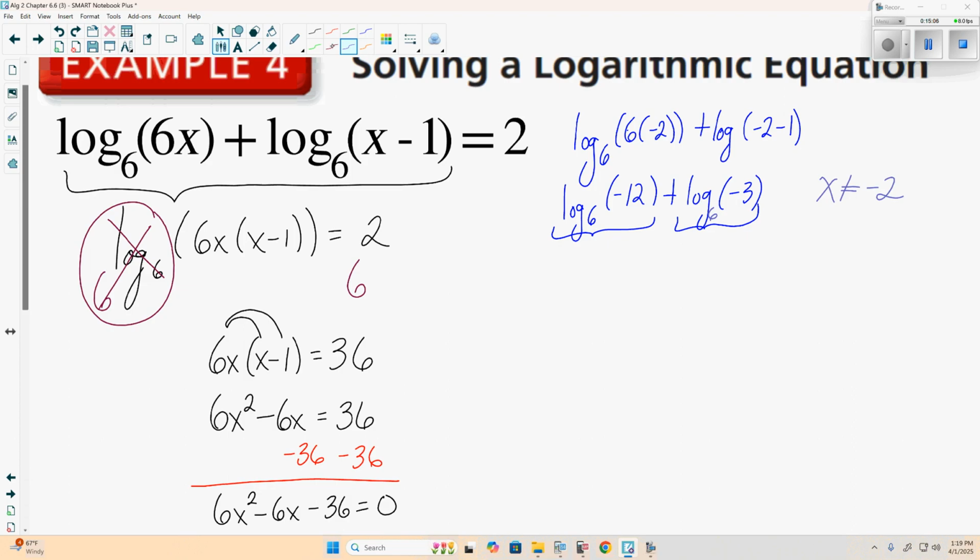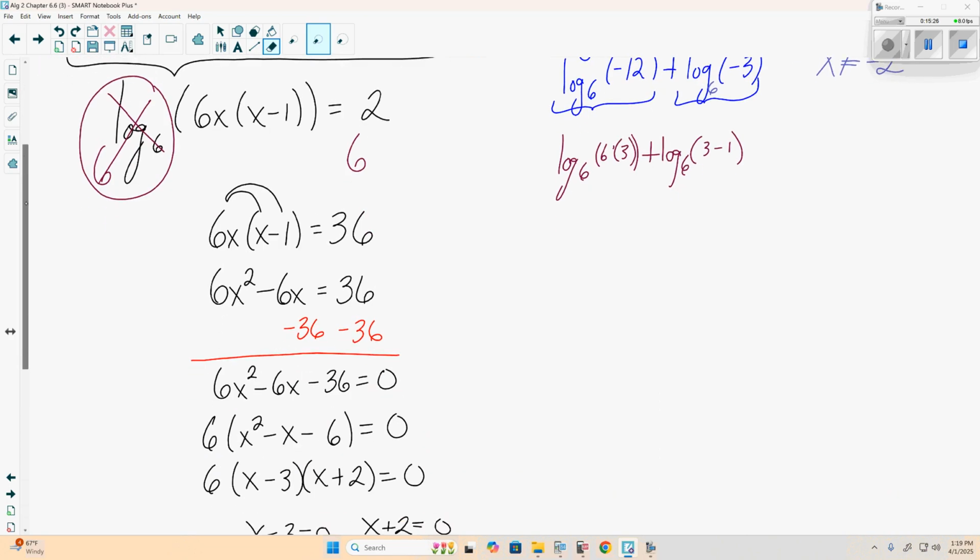It is still good to check 3: log base 6 of 6 times 3 plus log base 6 of 3 minus 1, just to make sure that this doesn't also give us a negative on one of the two. 6 times 3 is 18. 3 minus 1 is 2. And this does work. We don't have negatives. We can plug this in and see that, yes, this does give us 2. So x equals 3 is our only solution that works.